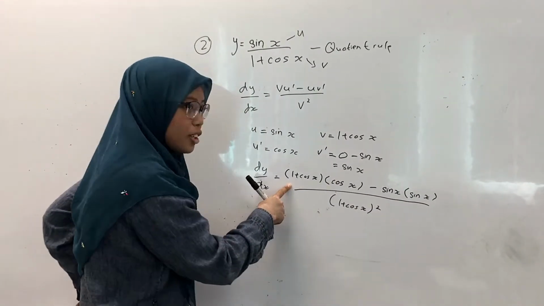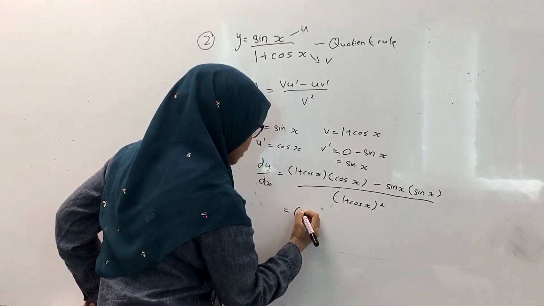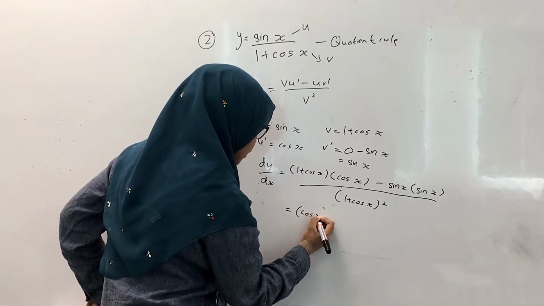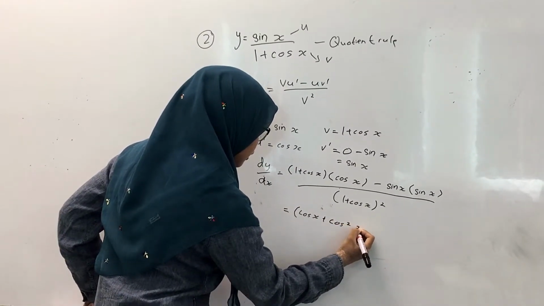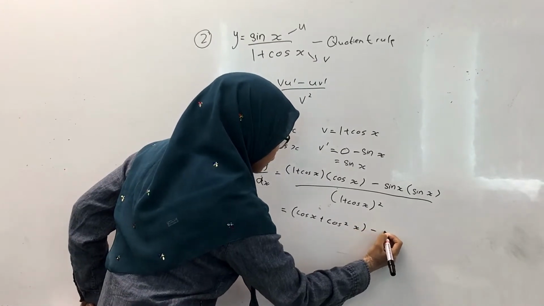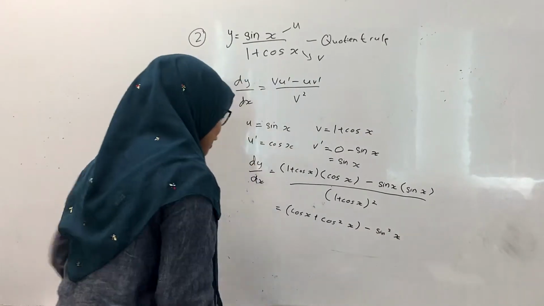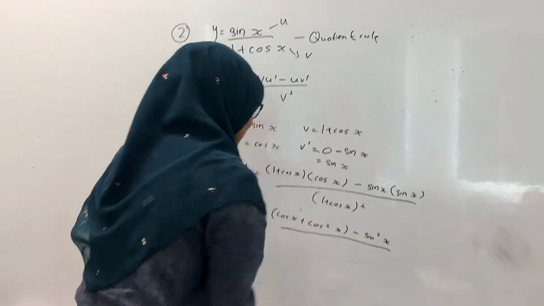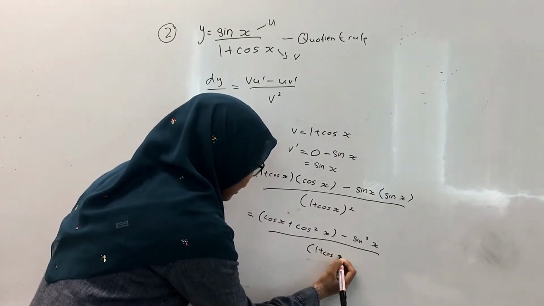First of all, we have to expand the bracket, so it will be cos x plus cos squared x minus sin squared x over 1 plus cos x squared.